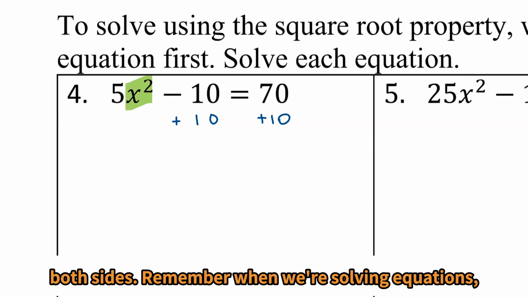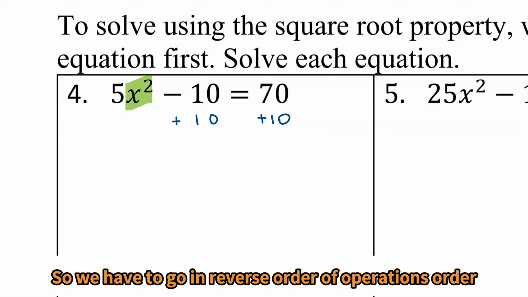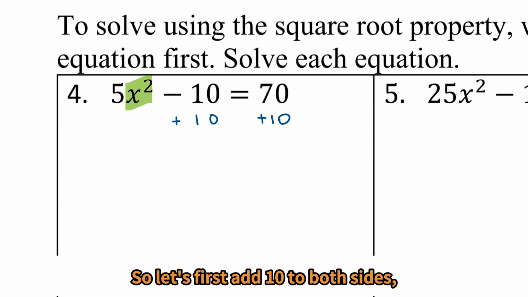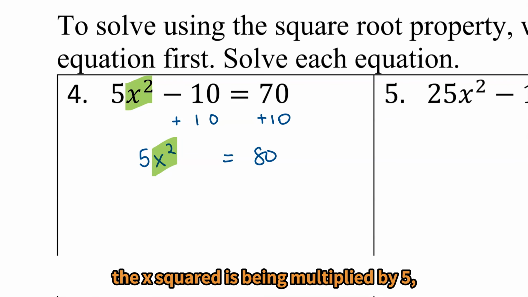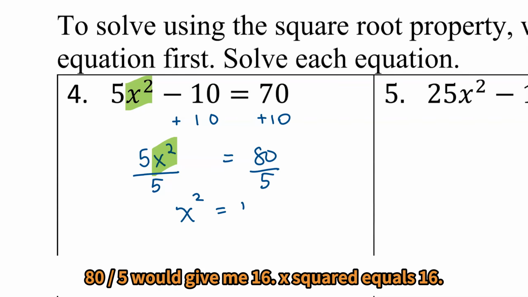Remember, when we're solving equations, we are undoing the operations being done to the variable. So we have to go in reverse order of operations order when we're doing this. We want to isolate that x squared, so let's first add 10 to both sides. Trying to get x squared by itself again, the x squared is being multiplied by 5, so we would divide by 5 on both sides. 80 divided by 5 will give me 16.